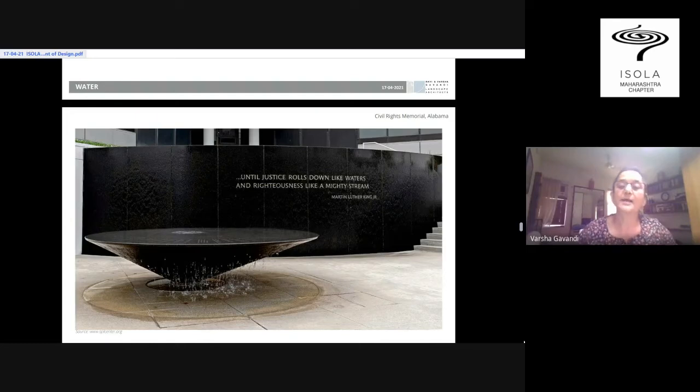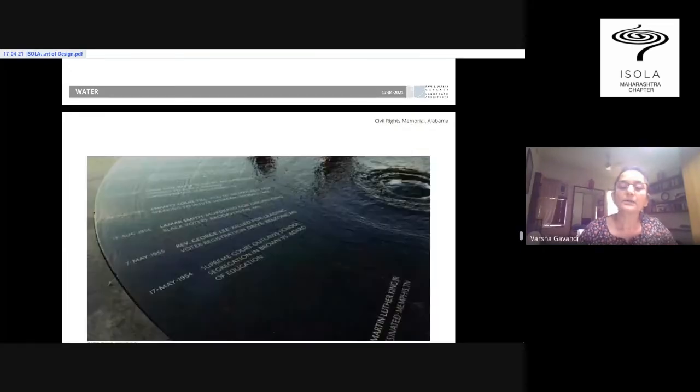One can see that passage inscribed on that wall. So basically, this memorial consists of two minimal but majestic forms of black granite. One is a curved wall behind as a backdrop, and one is an elliptical table. On the elliptical table are inscribed important events and names of the martyrs.